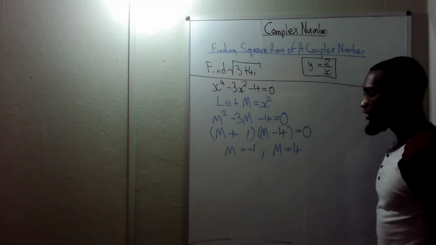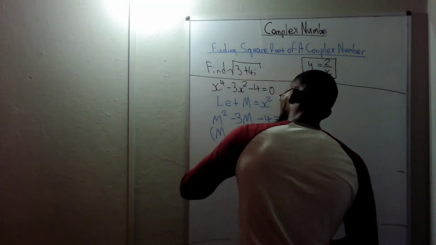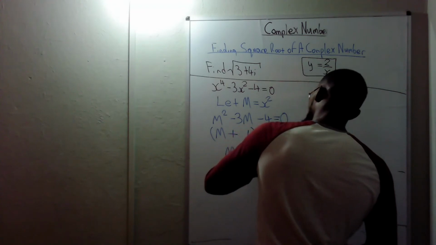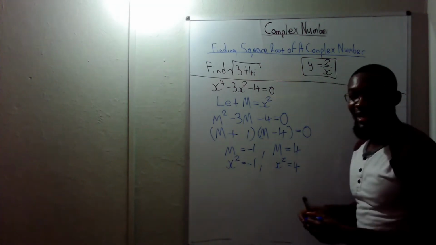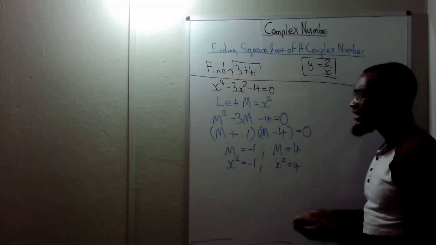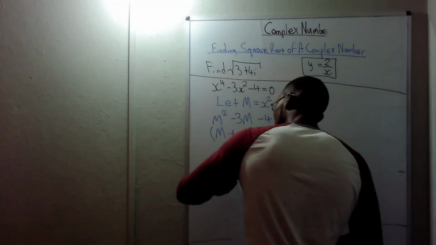So this is what we have so far. But what was m? M was x squared. X squared is equal to negative 1 and x squared equal to 4. Now guys, this part is not valid. X squared cannot be negative 1. This one is not valid.